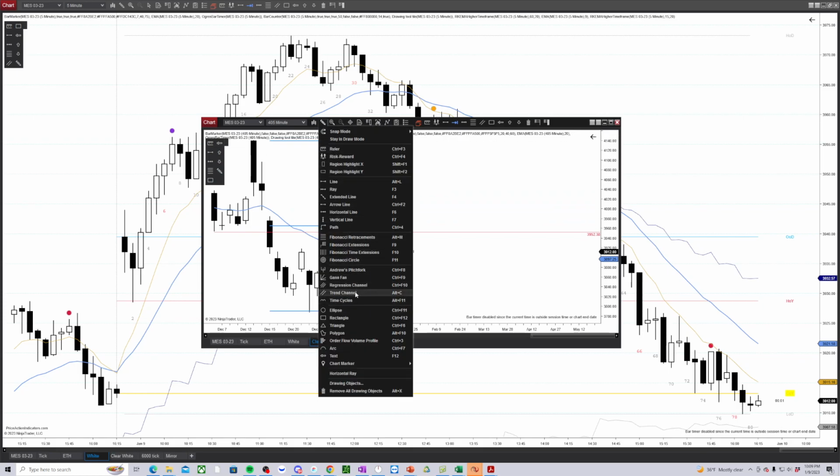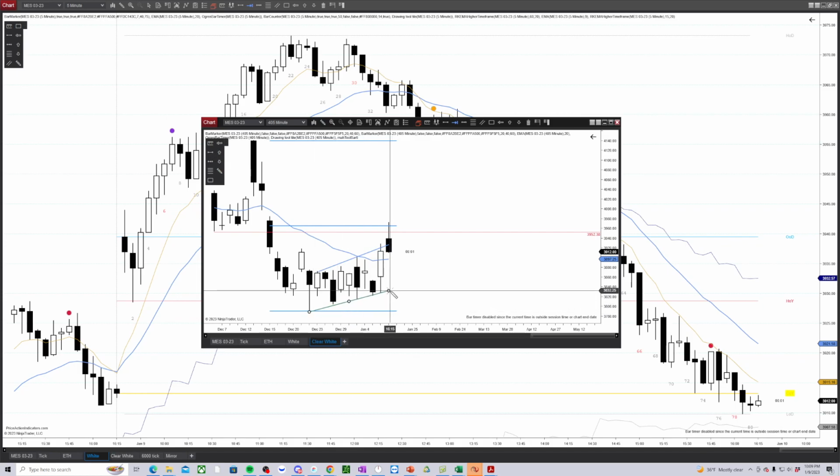Where's the channel tool? There we go. So we've been in a trend channel like that. And then when we get a breakout out of the channel like this, chances are we're probably going to pull back and try to test the bottom of the channel. And it's generally what happens most of the time. So it's a wedge top.